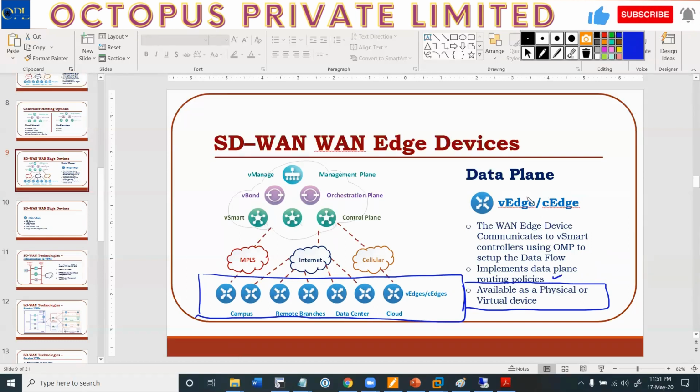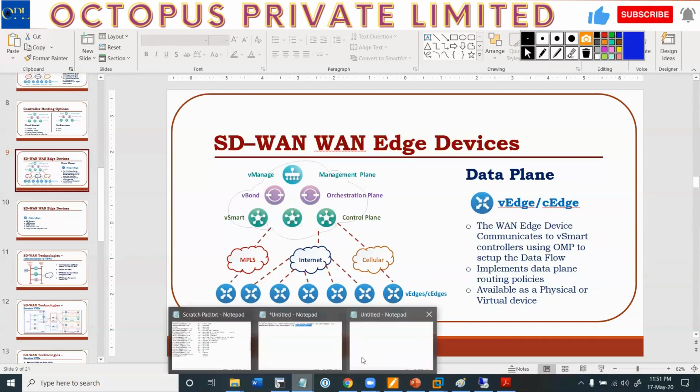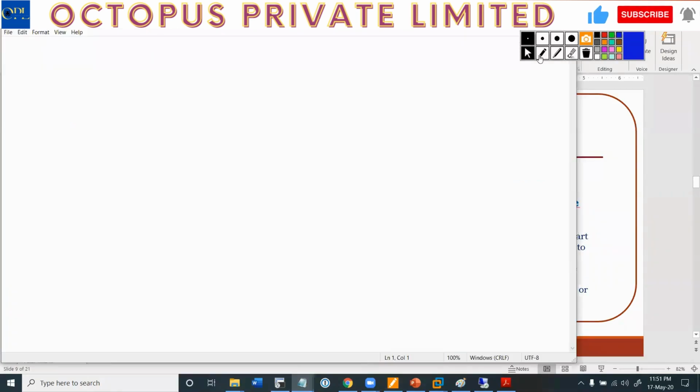Just a quick recap. How many devices do I need? How many types of SD-WAN specific devices do I need to make it work? All of them are required. You need what? A vManage.